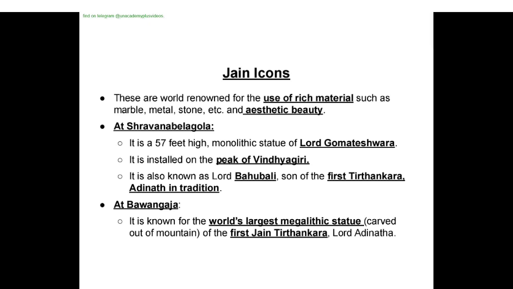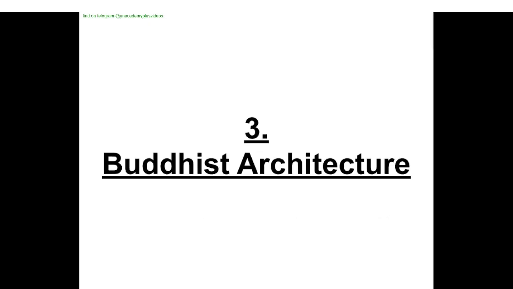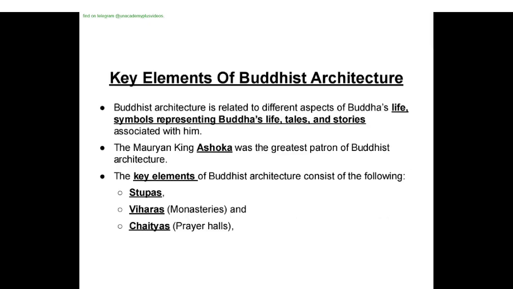Buddhist architecture. Key elements of Buddhist architecture. Buddhist architecture is related to different aspects of Buddha's life, symbols representing Buddha's life, and tales and stories associated with him. The Mauryan king Ashoka was the greatest patron of Buddhist architecture. The key elements of Buddhist architecture consist of the following: stupas, viharas or monasteries, and chaityas or prayer halls.